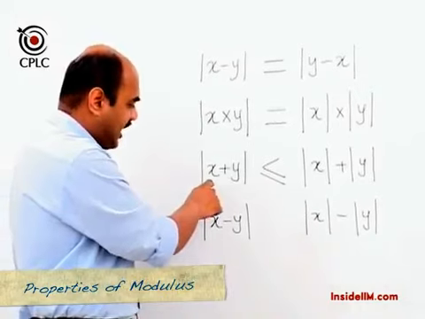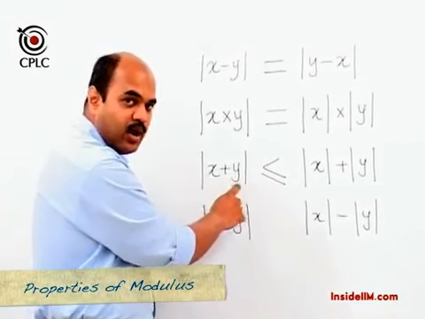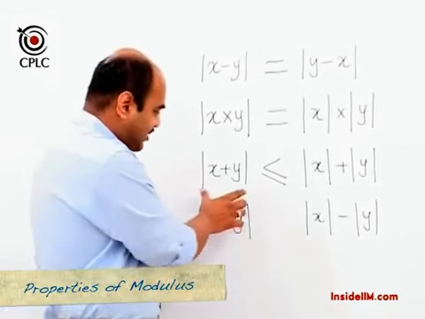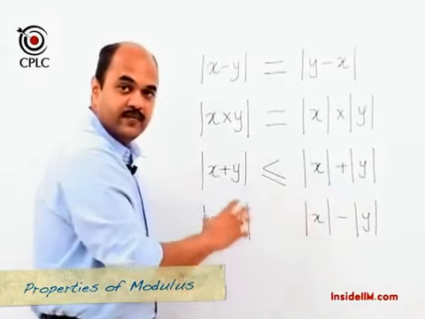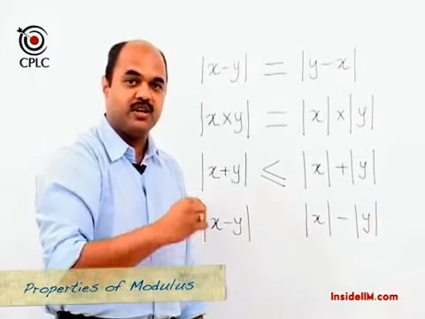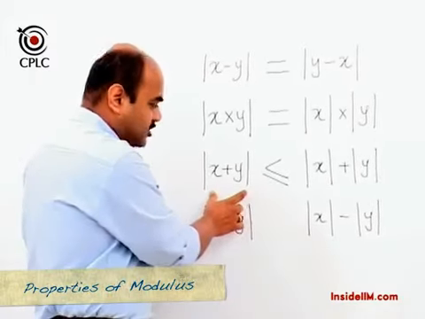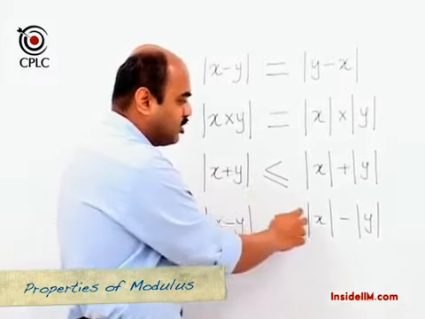However, if we consider x as a positive number and y as a negative number, then this left hand side will always be less than the right hand side. So taking all possibilities into account, mod of x plus y will be less than or equal to mod x plus mod y.